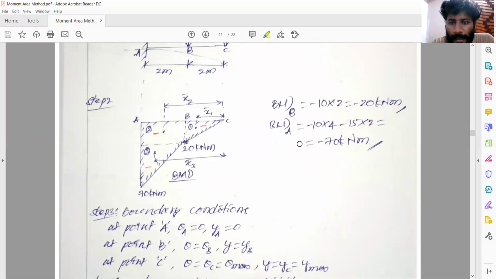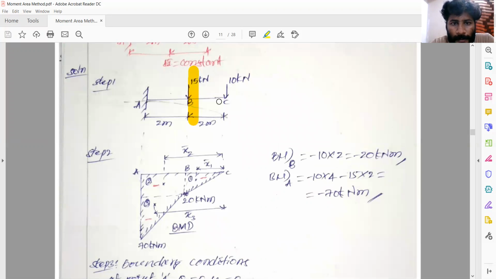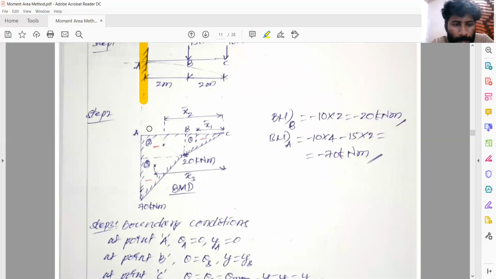First we have to draw the bending moment diagram. Bending moment at B is equal to minus 10 into 2, that is minus 20, and again about here, minus 10 into 4 minus 15 into 2, so that is minus 70. Now this bending moment diagram I have divided into 3 areas. This is a triangular area, area 1, again a rectangular area here, area 2, and this is area 3, again triangular.